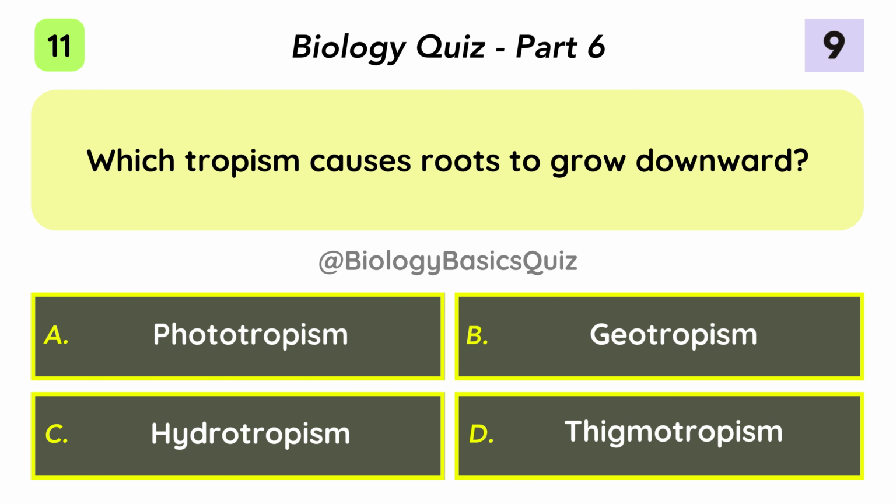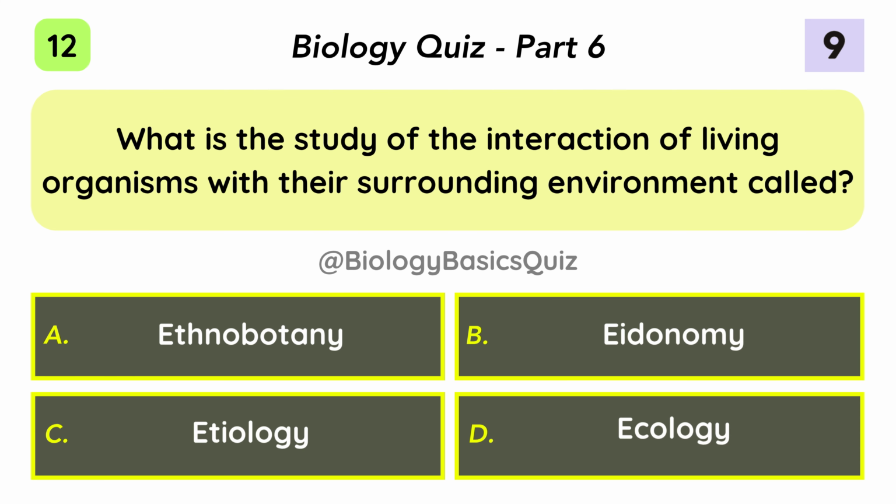Which tropism causes roots to grow downward? Geotropism. What is the study of the interaction of living organisms with their surrounding environment called? Ecology.